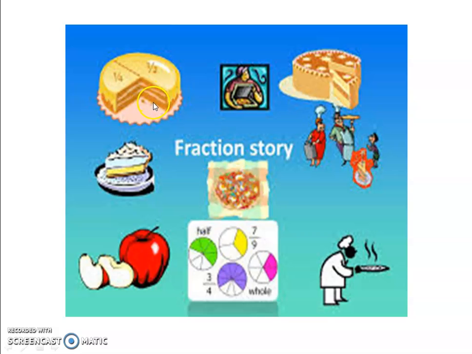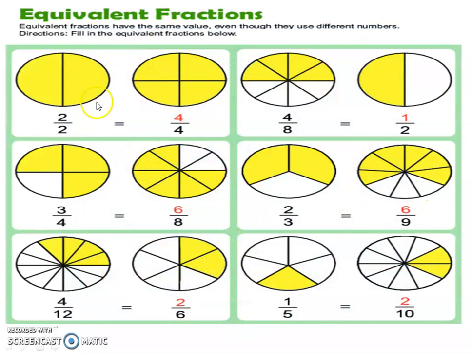That is, we need the exact pieces of the cake. We need the exact pieces of the pizza. We need exact pieces of the apple. So 7 upon 9 part, whole part, 3 upon 4 part. This is included in this picture. Equivalent fraction is also important.